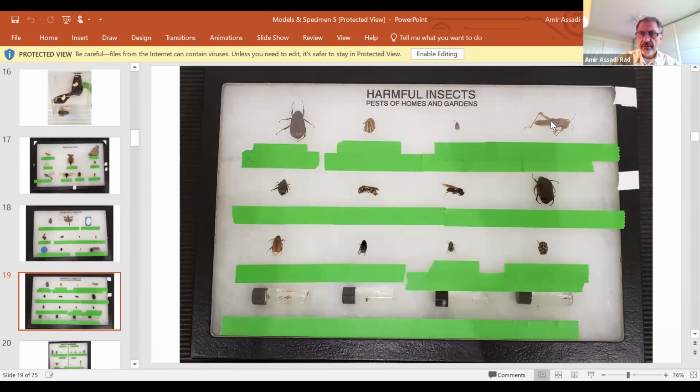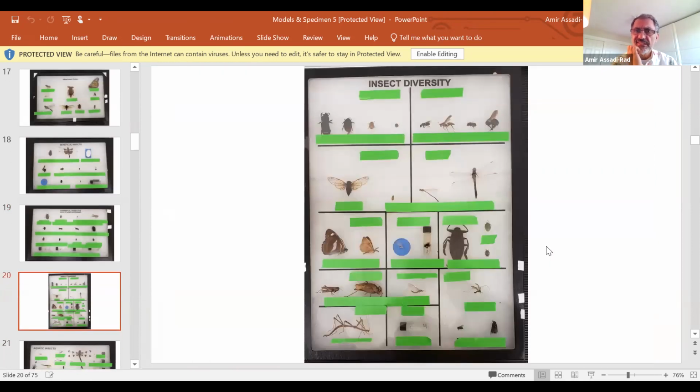That's a grasshopper. Beetle. These are yellow jacket and housefly. These are all flies. Okay, that is important. So this is the flying ant, wasp.